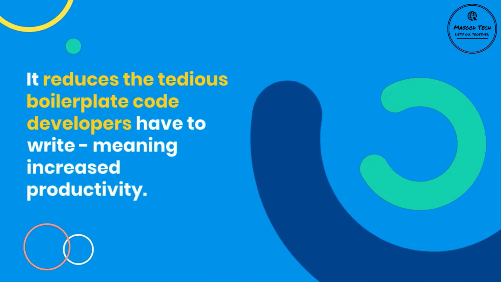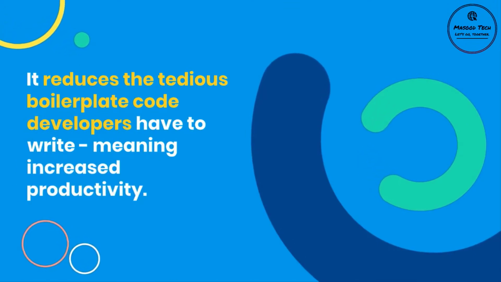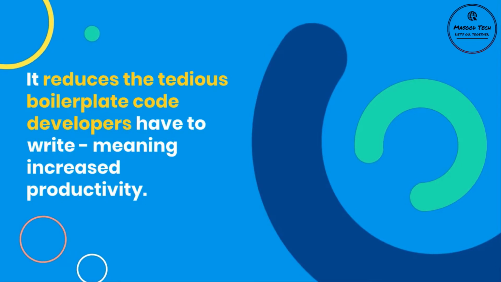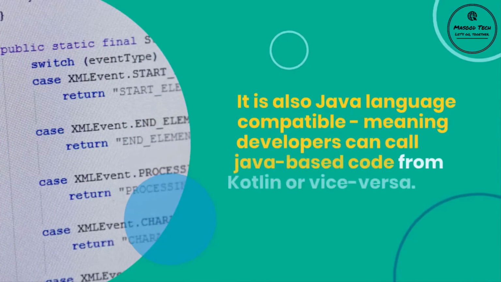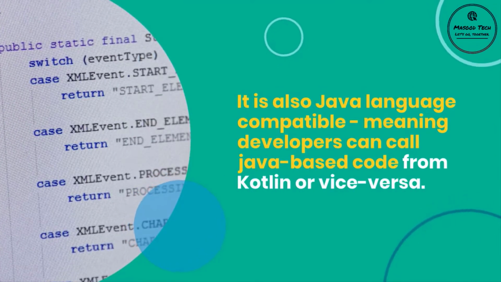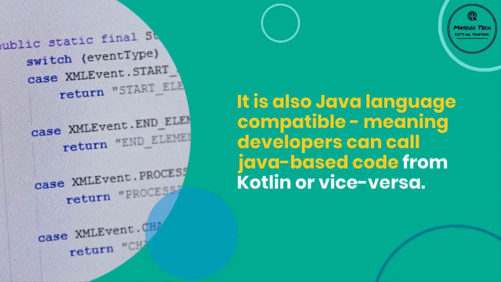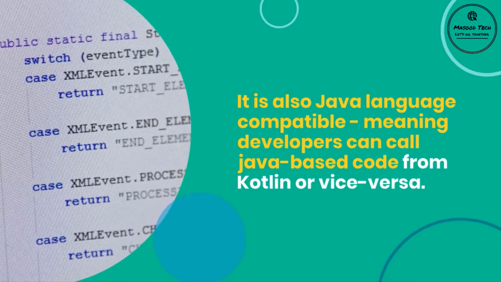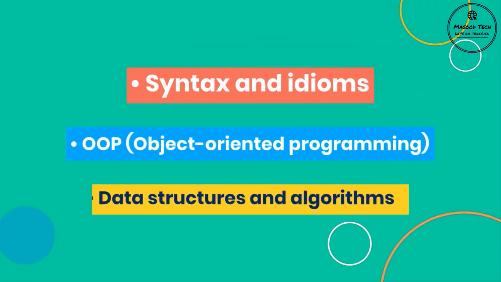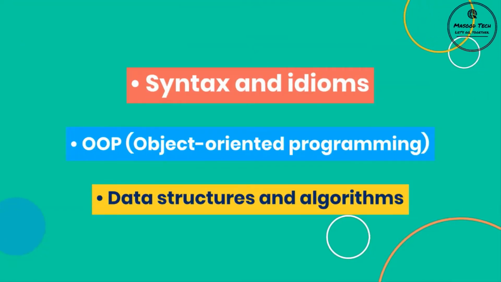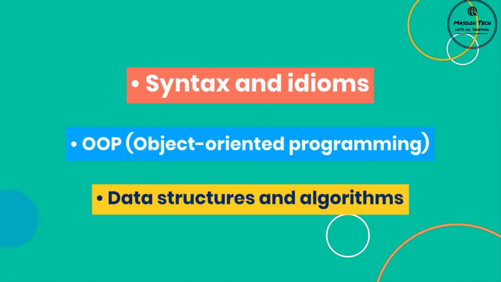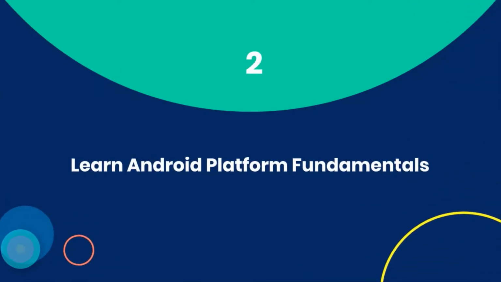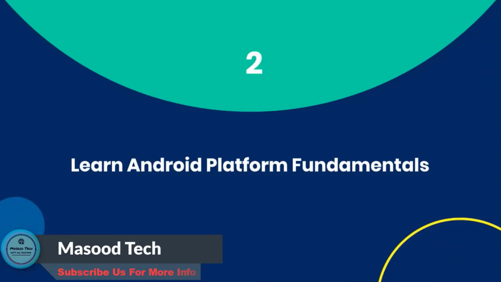Why? It has an extensive list of features that help developers with day-to-day coding. It reduces the tedious boilerplate code developers have to write, meaning increased productivity. It helps to write safer code, which means fewer mistakes and crashes. And it is also Java language compatible, meaning developers can call Java-based code from Kotlin, or vice versa. When learning Kotlin, there are 3 pillars you should focus on: syntax and idioms, OOP, object-oriented programming, data structures and algorithms.